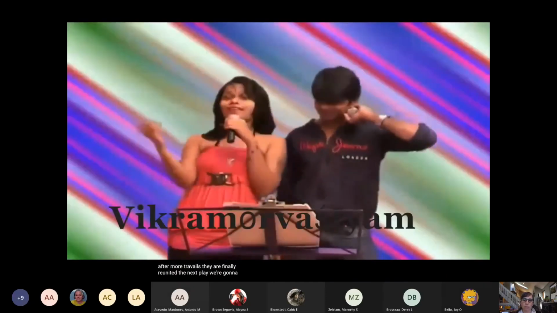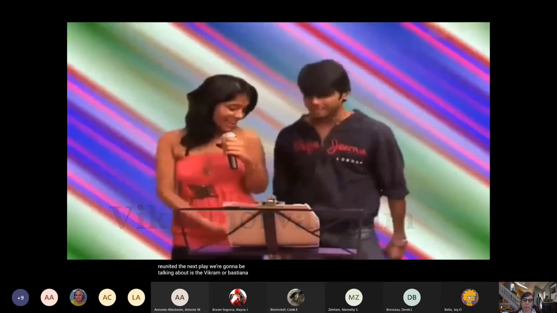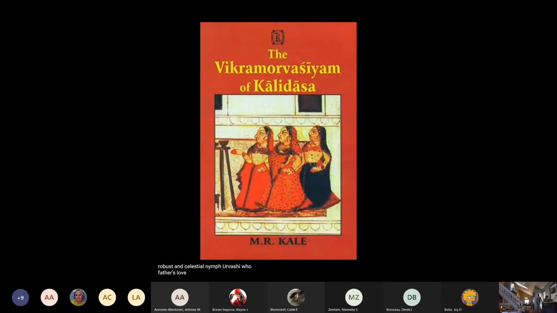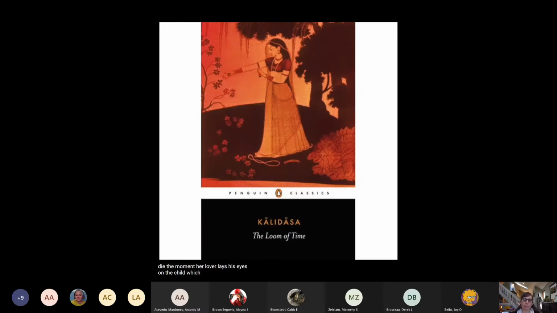The next play we're going to be talking about is the Vikramorvashiyam. This tells the story of mortal king Pururavas and celestial nymph Urvashi who fall in love. As an immortal, she has to return to the heavens, where an unfortunate accident causes her to be sent back to the earth as a mortal with the curse that she will die the moment her lover lays his eyes on the child which she will bear to him. After a series of mishaps, including Urvashi's temporary transformation into a vine, the curse is lifted, and the lovers are allowed to remain together on the earth.